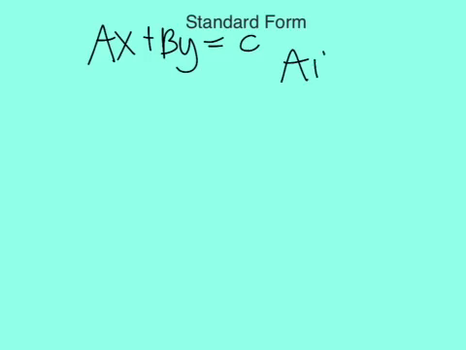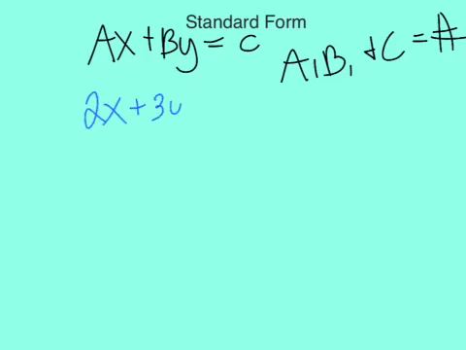Alright, we did it. Our last form now, standard form. So this is going to look like ax plus by equals c. Okay, a, b, and c are all numbers. So let's look at an example. We have 2x plus 3y equals 18. This is what standard form will look like. A is 2, b is 3, and your c is 18.